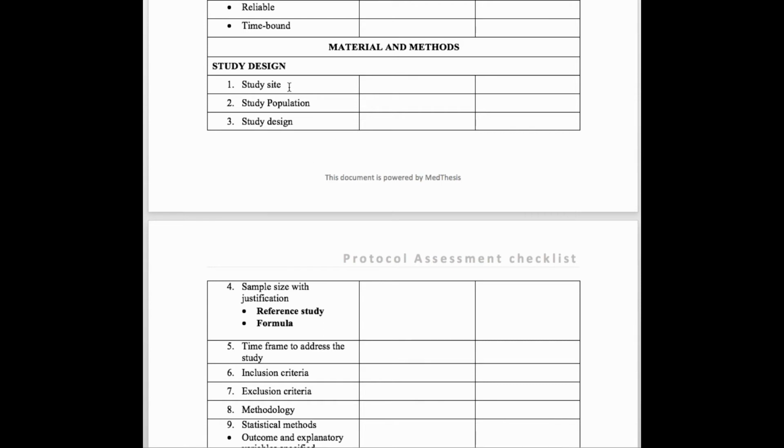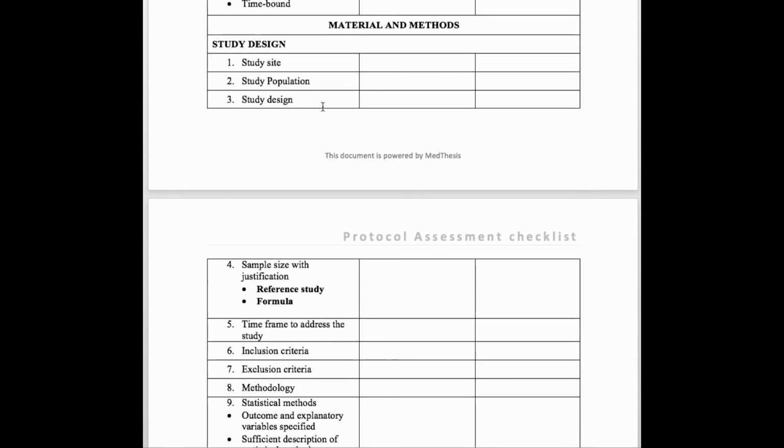First, what is the study site? You have to specify your hospital name. What is the study population? Study design, whether it is an observational study, intervention study, whether it is analytical study or a descriptive study, right? Various study designs, case control, cohort, randomized control trial. You have to clearly specify the study design.